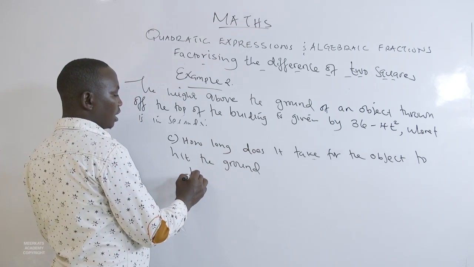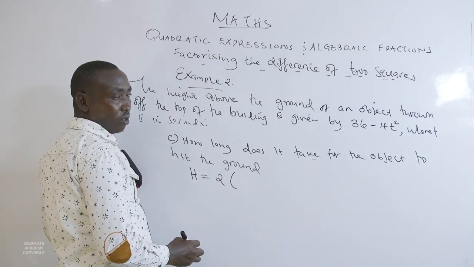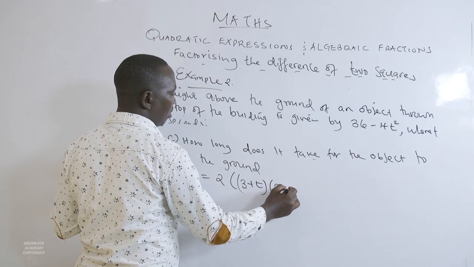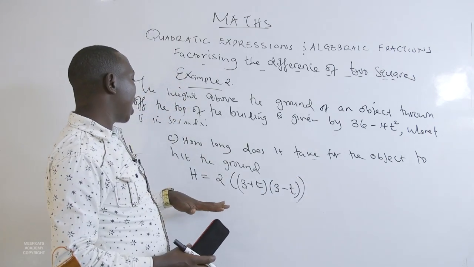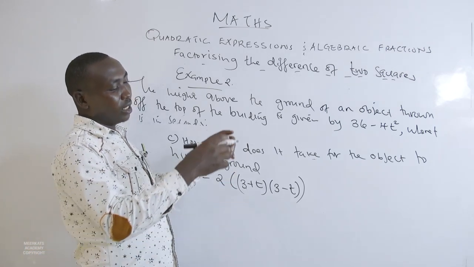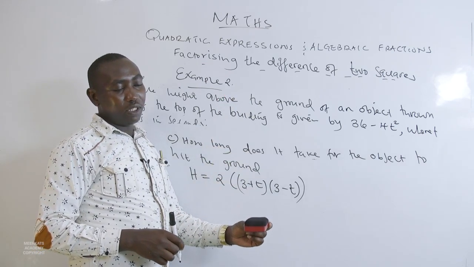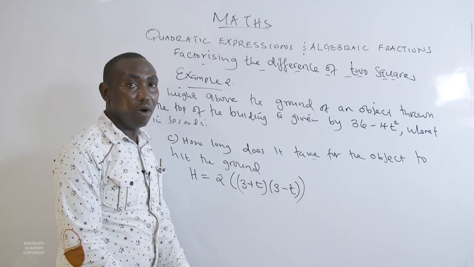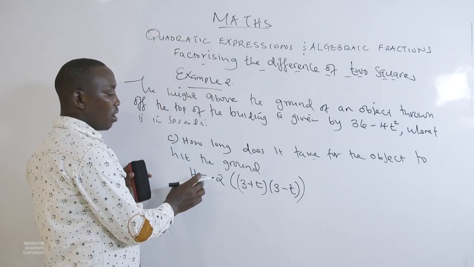So we are told that the height was given by 2 into 3 plus t, 3 minus t. We have been told to calculate the time at which the object is going to fall on the ground. We had said that the object is 18 meters above the ground. So when this body falls, that means that the final height is going to be 0, that is at the ground. And that means we are going to make our substitution here with 0.